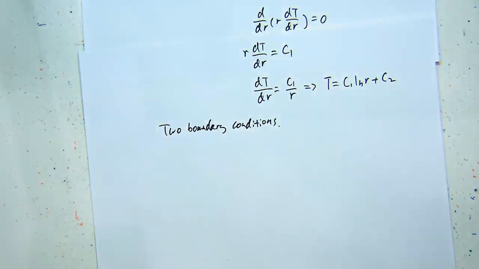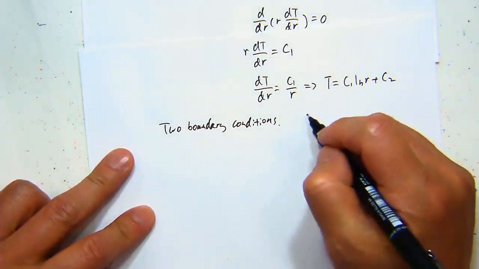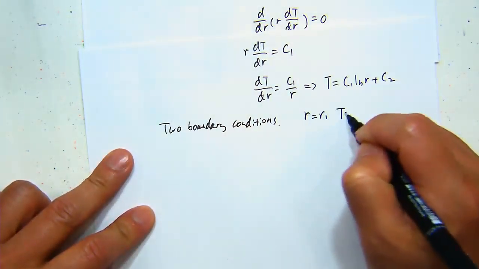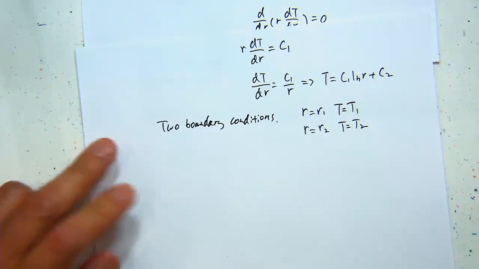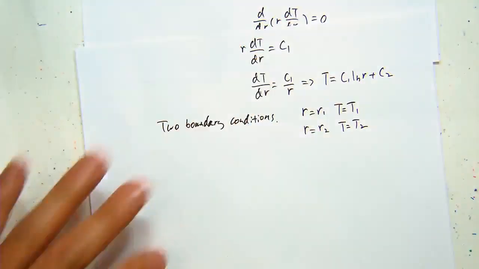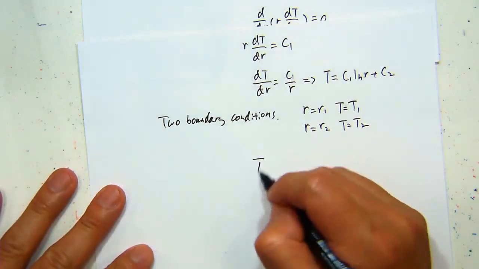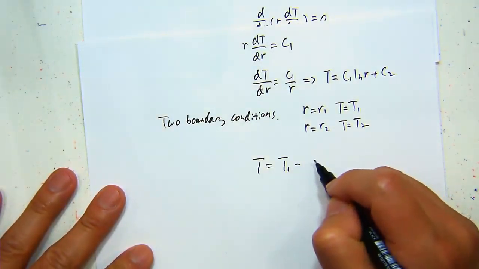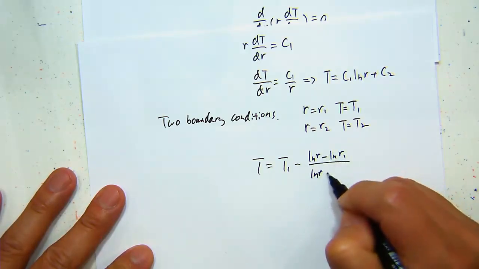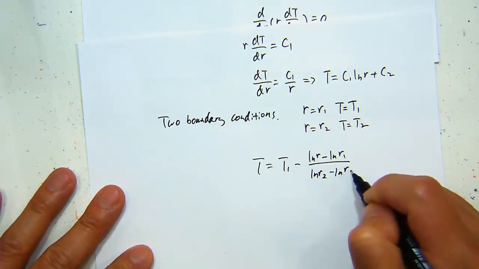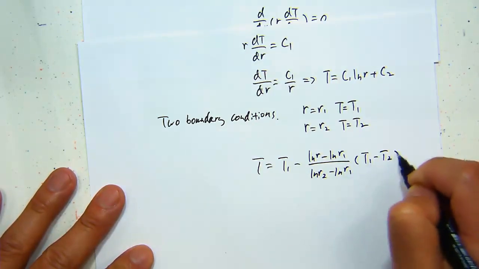Again, what I'm showing here is a procedure. The problem may not be that complicated, but the procedure I'm showing is what you use for more complicated problems. So there you have r equals r1, T equals T1, and r equals r2, T equals T2. So bring these two in to solve for those two constants, then you will find the temperature is T1 minus (log r minus log r1) over (ln r2 minus ln r1), times (T1 minus T2).